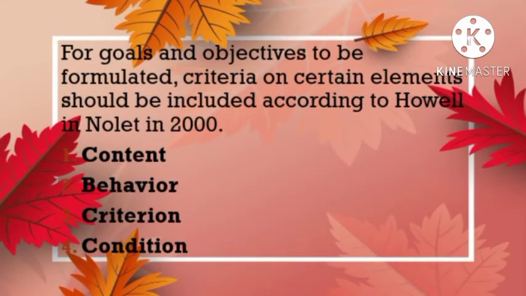The next is criteria for goals and objectives. For goals and objectives to be formulated, criteria on certain elements should be included according to Howell and Knowlett in year 2000. Number 1 is content. From the objectives, what content should students learn? So, dapat ang content ng ating lesson plan is connected doon sa ginawa nating objectives. Number 2 is behavior. What will students do to indicate that they have learned?